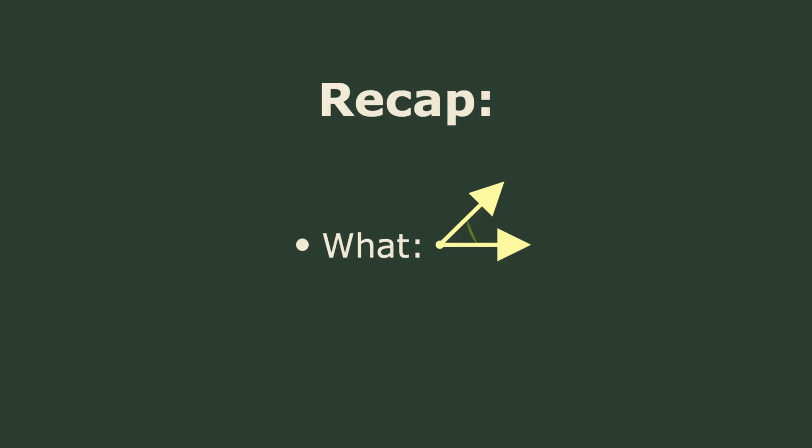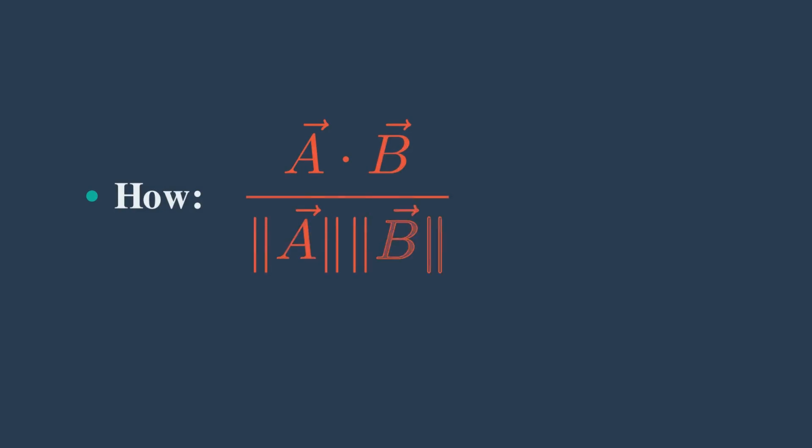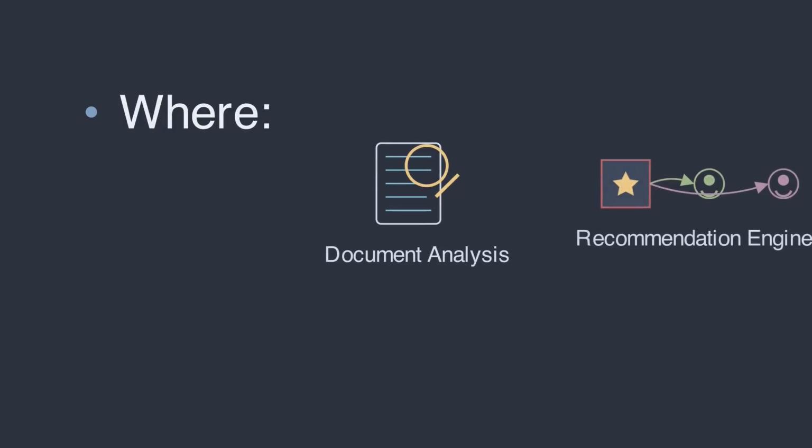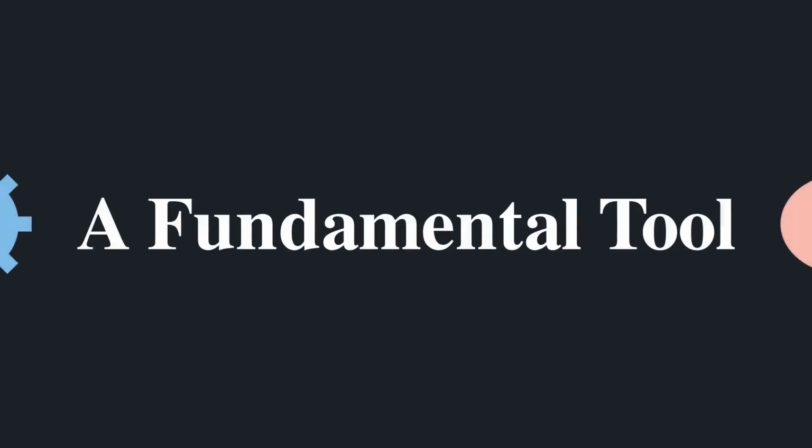Cosine similarity measures the directional similarity between two vectors, not their size. We calculate it by dividing the dot product of the vectors by the product of their magnitudes. It is a cornerstone of document analysis, recommendation engines, and modern semantic understanding in AI. It is a simple but incredibly effective tool for any data scientist or machine learning engineer.